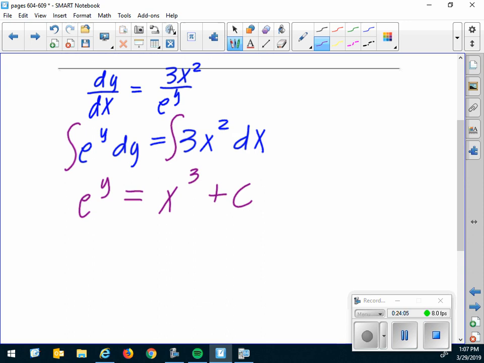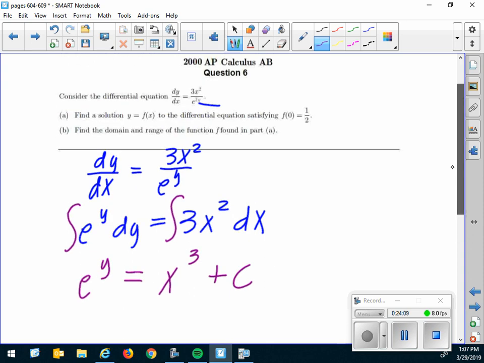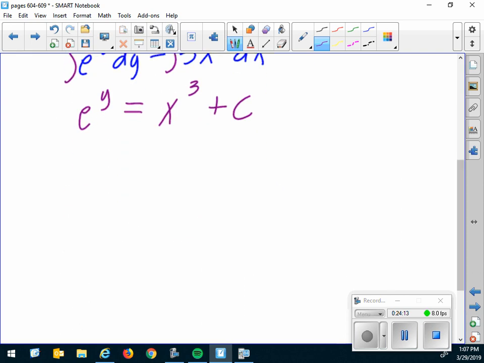Hope not. Now what? What is c? The point 0.01 is on this curve.